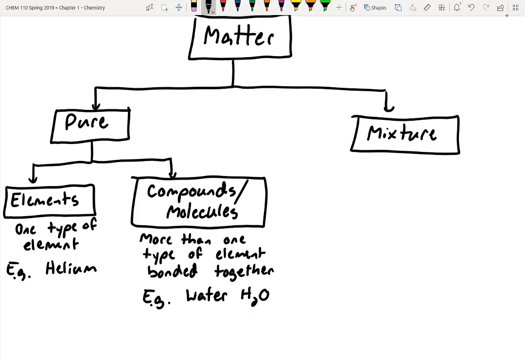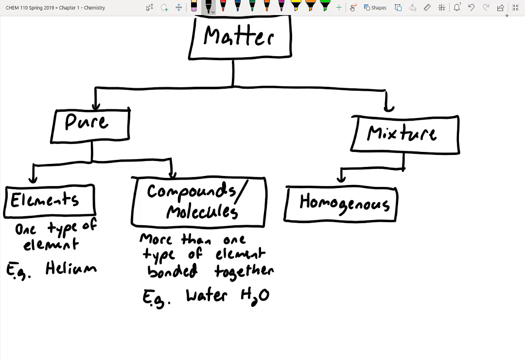And then over here, we've got mixtures. Mixtures get a little bit more complicated. The first type of mixture that we have is homogeneous. And then the second type that we have is heterogeneous.